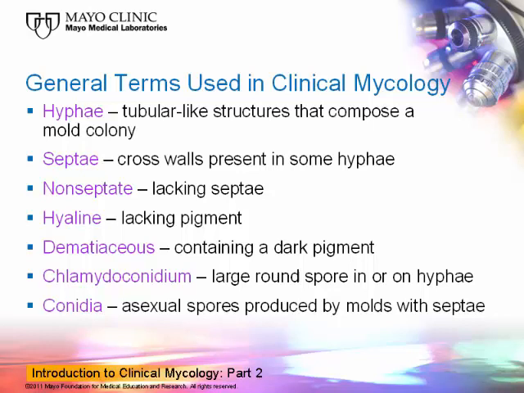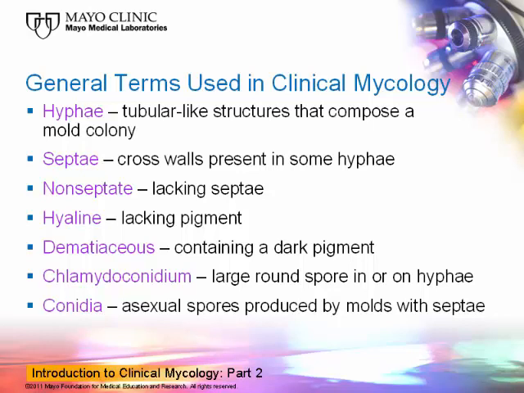There are hyphae that lack pigment, that are just simply clear when stained with the dyes that we use to examine them, and they're called hyaline hyphae. Some of the hyphae are pigmented by a dark pigment, whether it's brown, dark gray, or black, and these are called dematiaceous hyphae.